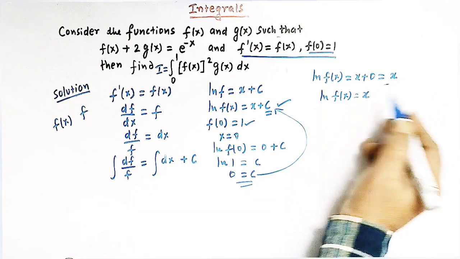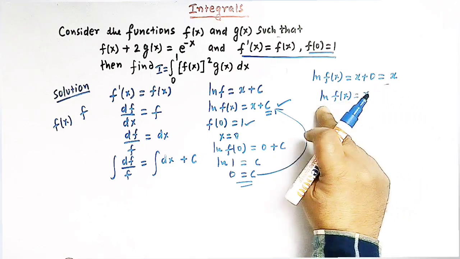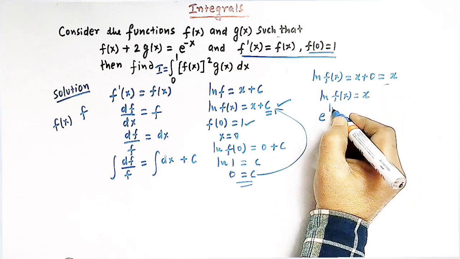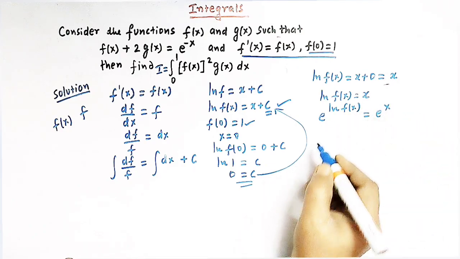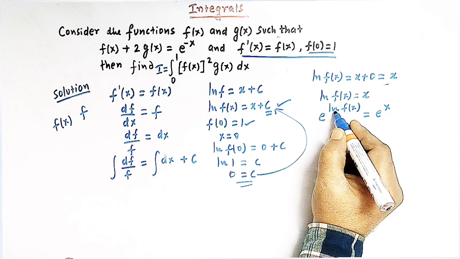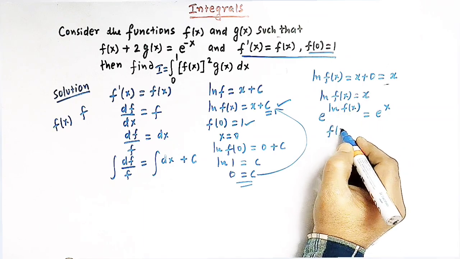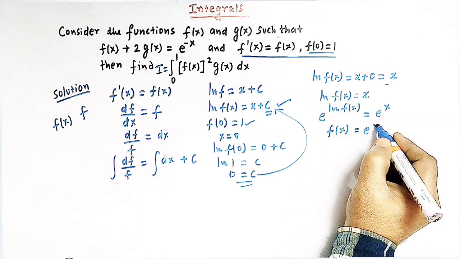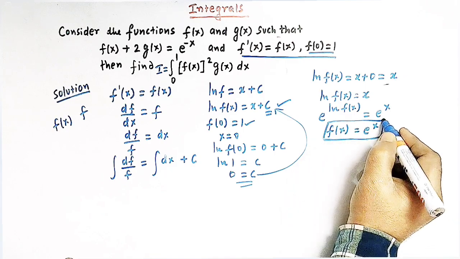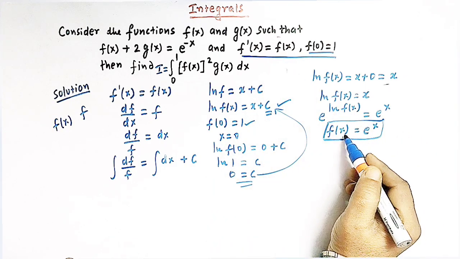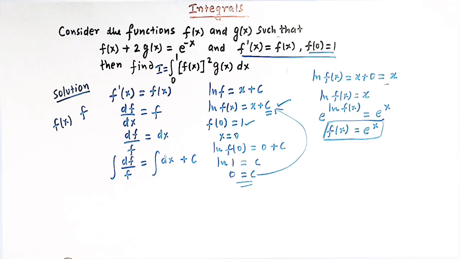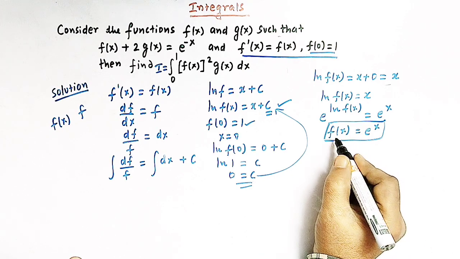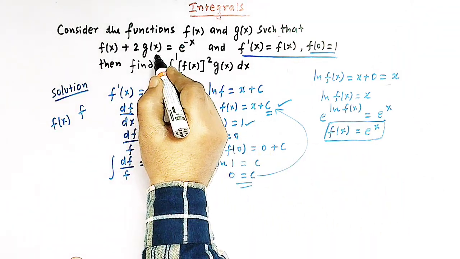Now taking the exponential of both sides, we have e raised to natural log of f of x is equal to e raised to x, and e raised to natural log of f of x is simply f of x, that is equal to e raised to x. So the function f of x is an exponential function, so f of x is equal to e raised to x. So let us substitute f of x in this equation.